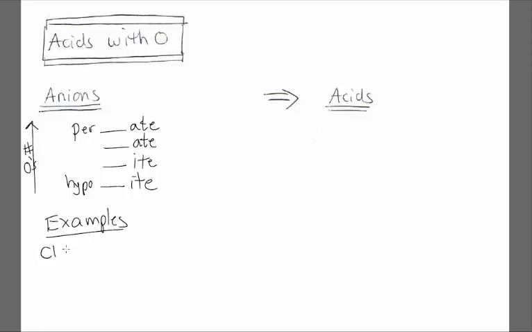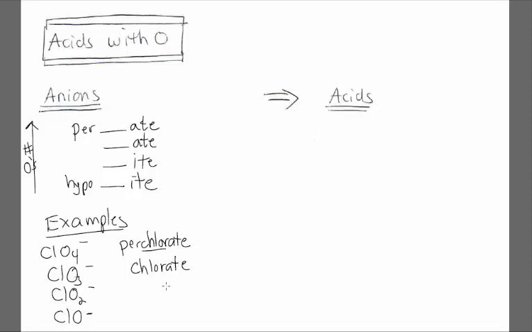We have a series with chlorine and oxygen: ClO4 minus, ClO3 minus, ClO2 minus, and ClO minus. So the names of those anions are perchlorate. The root was chlor, so they got the per and the ate. The next one is just chlorate, no prefix. The third one is chlorite. And the one with the fewest oxygens is hypochlorite.